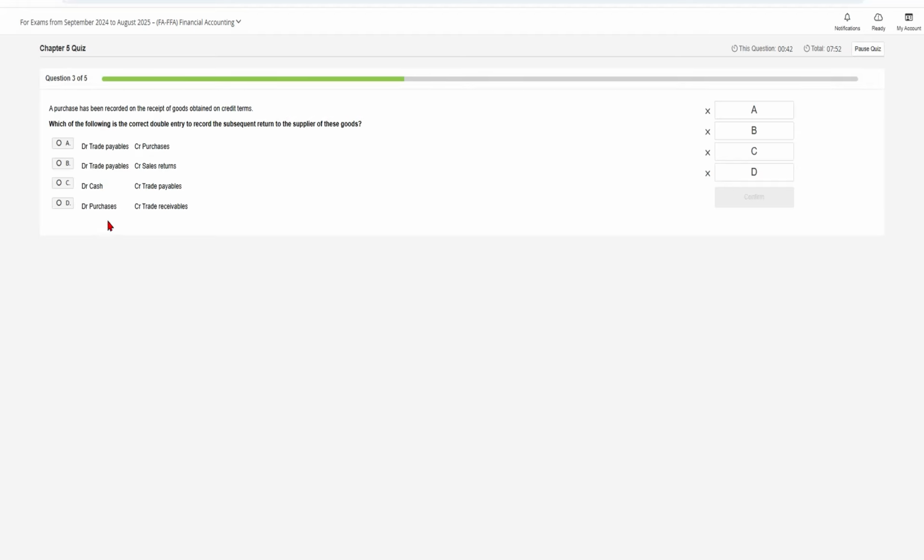So if you look at the options, there is only one option where the purchase is on the credit side.